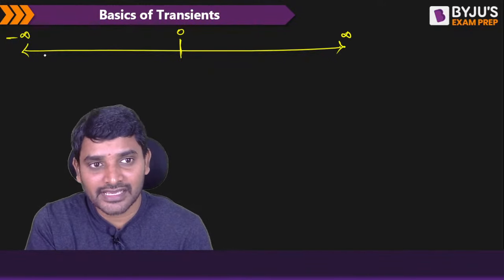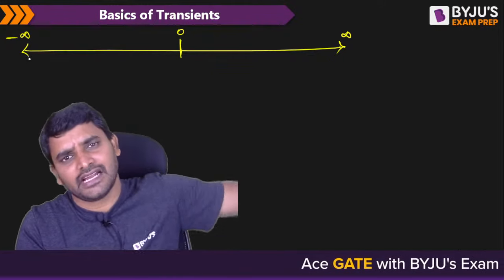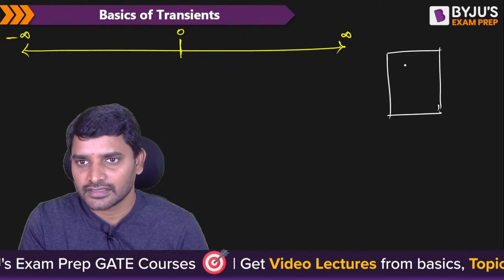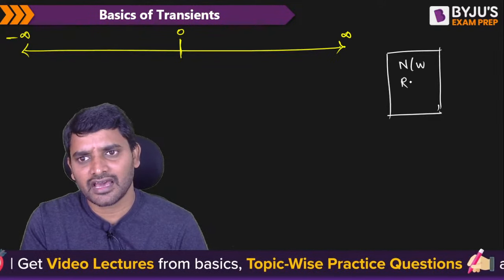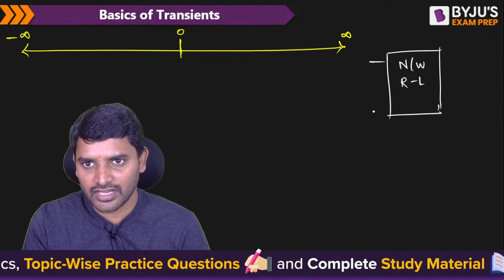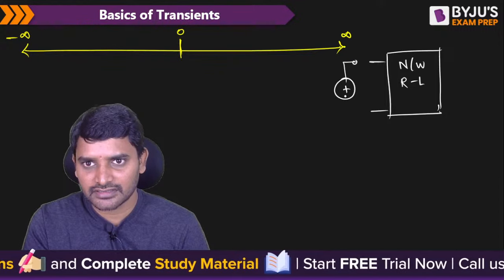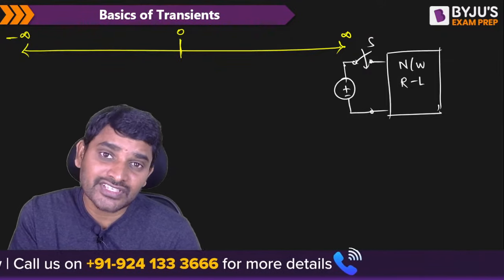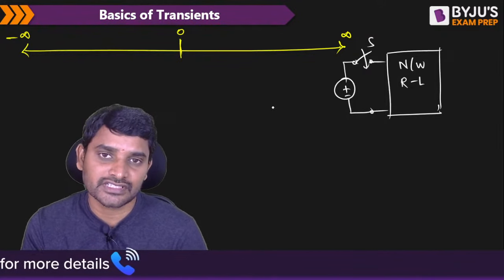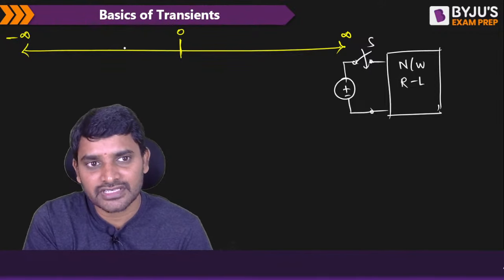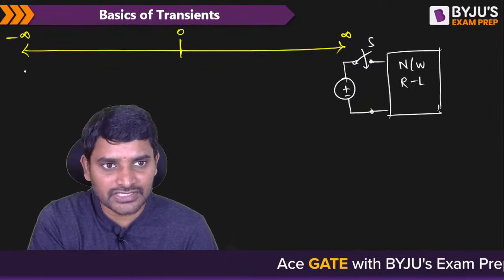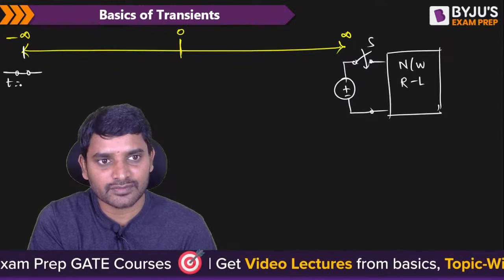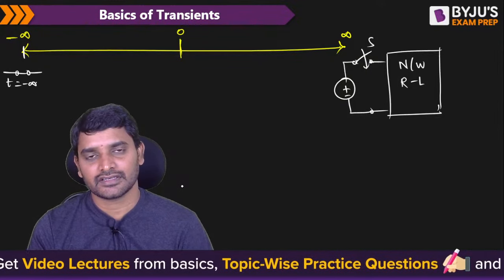I am switching the circuit at minus infinity. I have closed it already, long back. So let me show you the network here. This network contains an inductor, maybe an RL network. I am closing this switch. This switch is closed long back, not from zero, long back. So let us assume the switch is closed at minus infinity, t equals minus infinity.